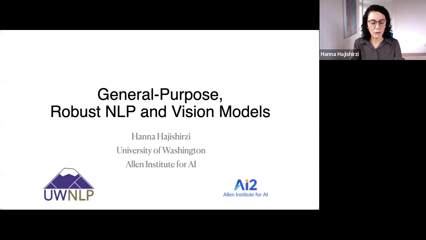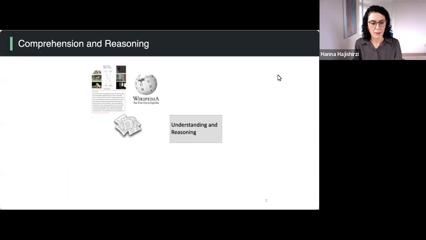In this talk, I will present some recent work in my lab in building general purpose and robust language and vision models. Vast amounts of textual and visual data are available in many different formats and styles. As a result, the problem of understanding and reasoning about these different forms of data is really an important problem.